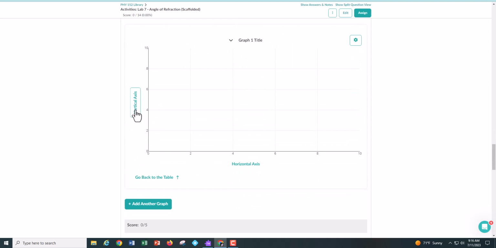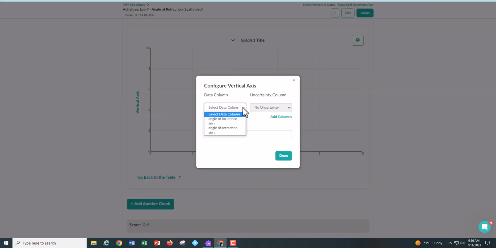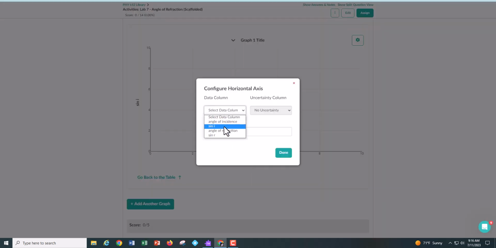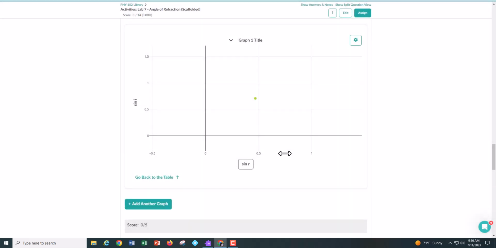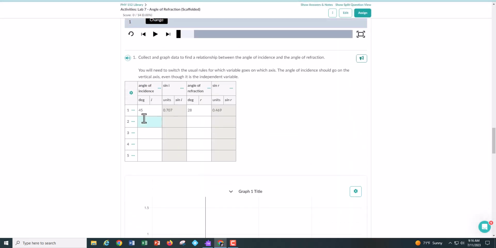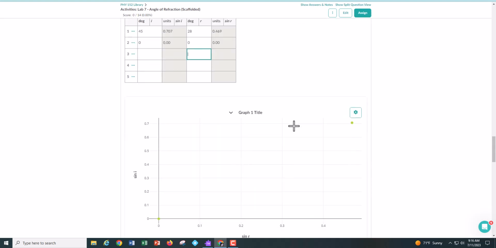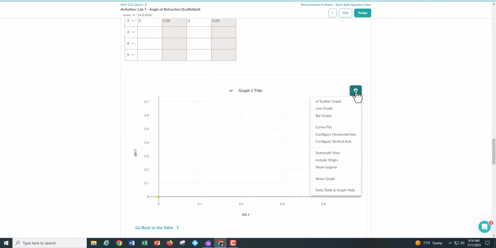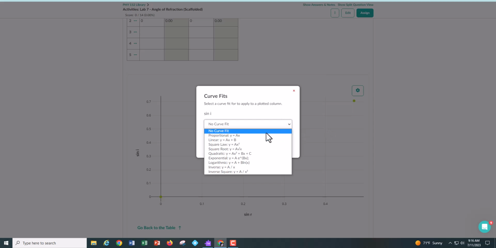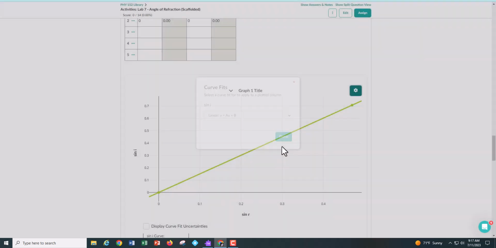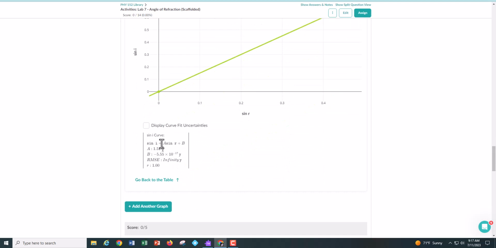Then you're going to want to make a graph of sine of I versus sine of R. And I'm just going to put another point in here so we can get a couple points on the graph. I'm just making this up. And then I'm going to insert a linear fit. Okay, and so look at this. Sine of I equals A times sine of R. And A is going to be the index of refraction of this material.